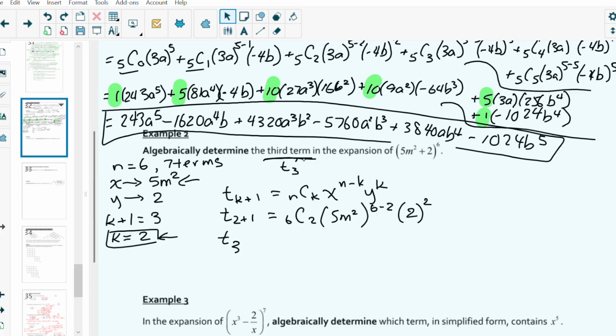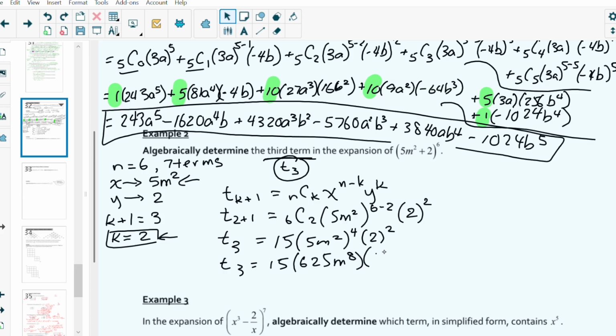Okay, so t to the 3. So we're looking for the third term. Combination of 6 things taken 2 at a time. That is 15 times 5m squared to the 4th, and that's 2 squared. Okay, simplifying, 5m squared to the 4th is 625 m to the 8th times 4. So my third term is 37,500 m to the 8th.